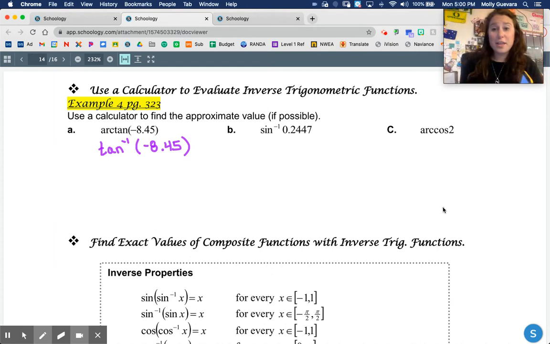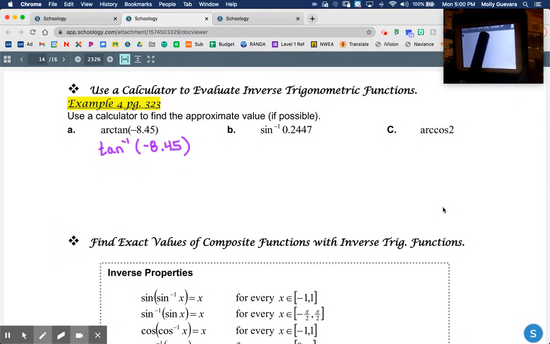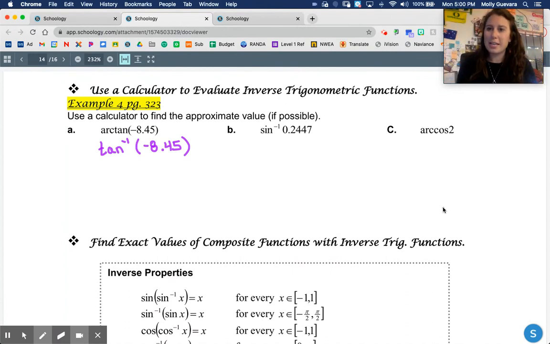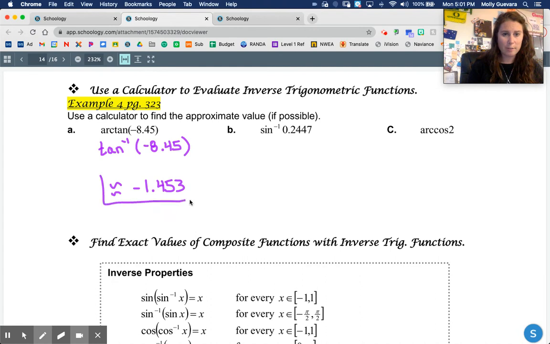The only thing is, we have to continue to make sure that we are in radians and not degrees. If you are in degrees, you will get the wrong answer because all of these numbers are given to us in radians. So I'm just going to do second tangent, which gives me the tangent inverse, and then the negative 8.45. I'll enter it into my calculator nice and easy, and I should get negative 1.453-ish. And I use approximate because I am rounding.